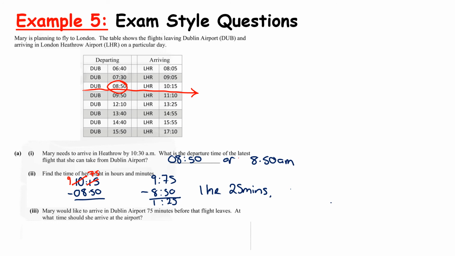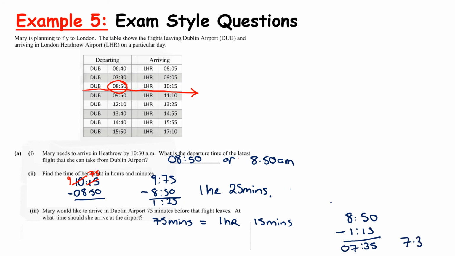So Mary would like to arrive at the airport 75 minutes before that flight leaves. At what time should she arrive at the airport? So I like to work in hours and minutes. So 75 minutes, that is equal to 1 hour and 15 minutes. So the flight departs at 8:50. So we're going to take away 1 hour and 15 minutes. So when we do that, we get 7:35. You can write in 24-hour or you can write 7:35 a.m. So that's a little bit of work with our time.